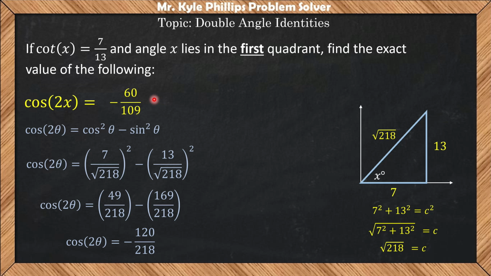Now I know that this may be a little bit confusing because it says that it's in the first quadrant. Well, that's the angle that's in the first quadrant. What they want you to do is double this angle.